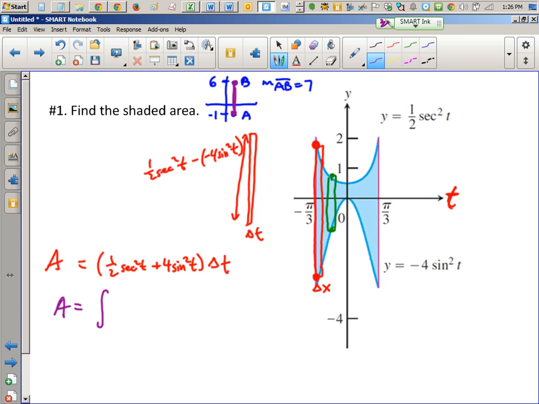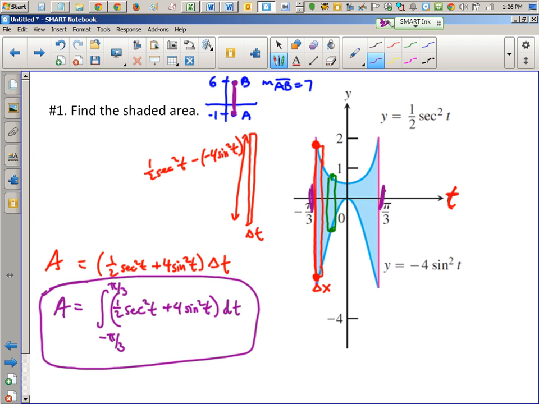And basically, I have this. The delta t becomes a dt, which is the infinitely small version of delta t. You could think of it that way. So the delta becomes a differential. Your limits of integration, of course, are from the leftmost rectangle all the way out to the right. So we're going to be going from -π/3 out to π/3. So those just show up as limits of integration. And this will solve it.